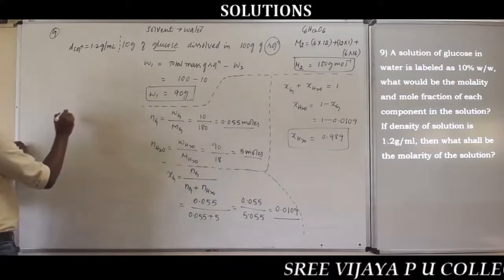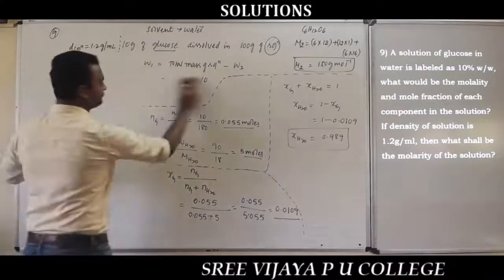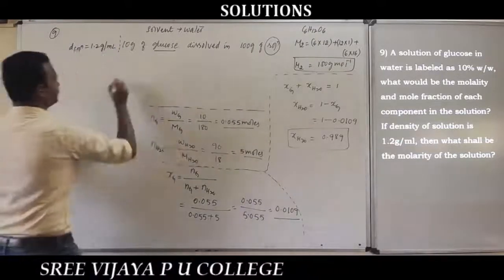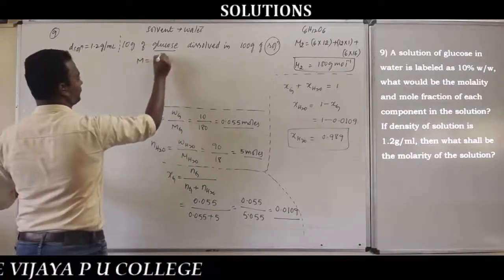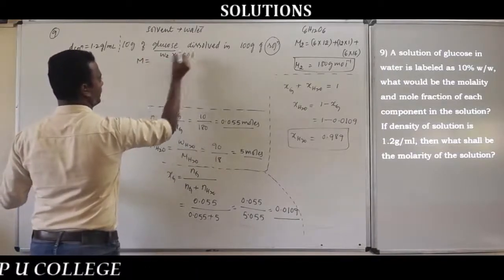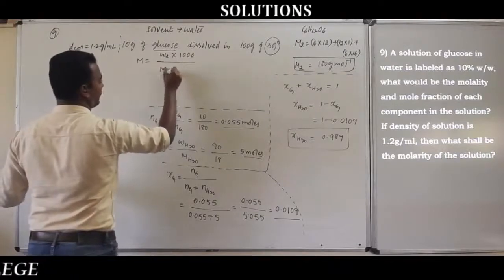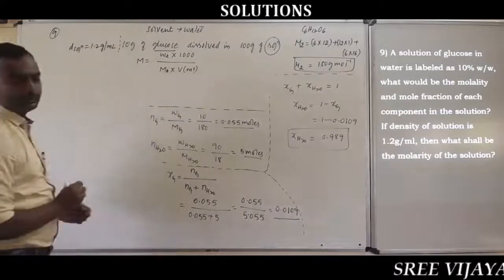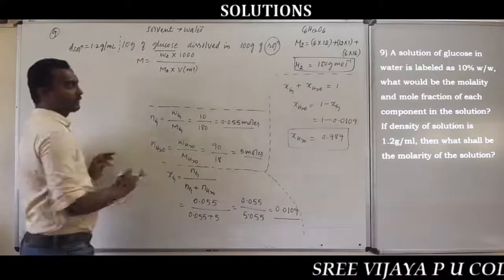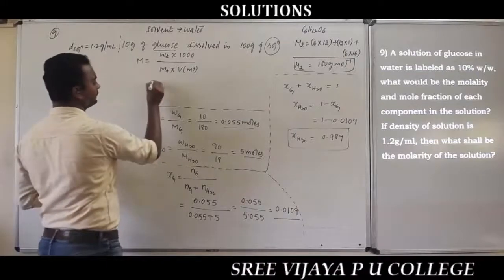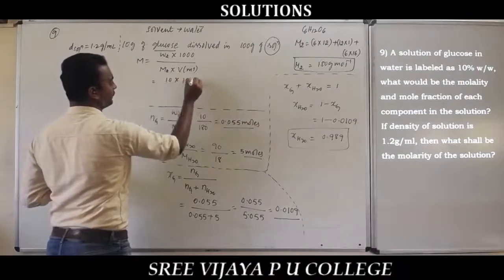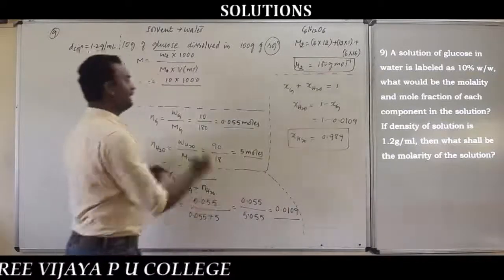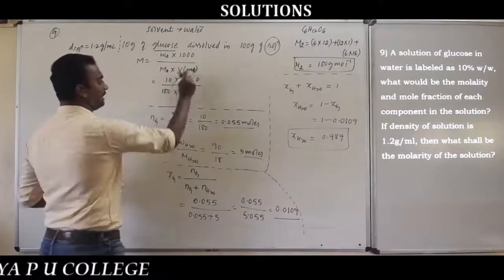What is the formula to calculate the molarity? Molarity is equal to W2 into 1000 whole divided by M2 into V in ml. W2 is given. W2 is the mass of solute. Which is the solute? Glucose. We know its mass, which is equal to 10 gram. That is 10 gram into 1000 whole divided by M2, the molar mass of solute. What is the molar mass of the solute here? 180 gram per mole, into the volume of solution, which is not given.